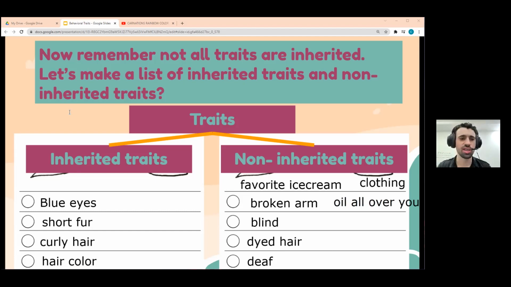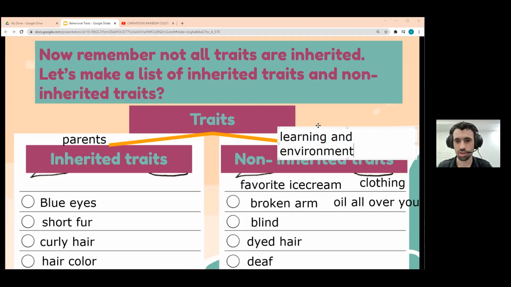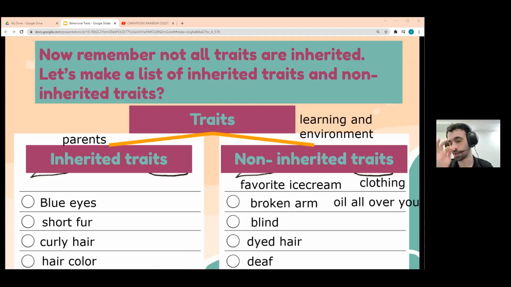Remember, inherited traits come from your parents, and non-inherited traits come from learning and the environment. Okay. Is a lion knowing how to hunt an inherited trait or a non-inherited trait? A lion learning to hunt, is that an inherited trait or non-inherited trait?